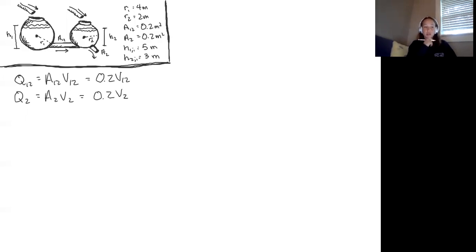So to write this out, we have the flow rate of the pipe between tanks 1 and 2 is equal to the cross-sectional area of that pipe times the velocity of the liquid moving through it. And the same for the outlet pipe. And both of those cross-sectional areas are 0.2 meters squared. So we can say that it's equal to this for both. And then we just need to derive an equation for those velocities.